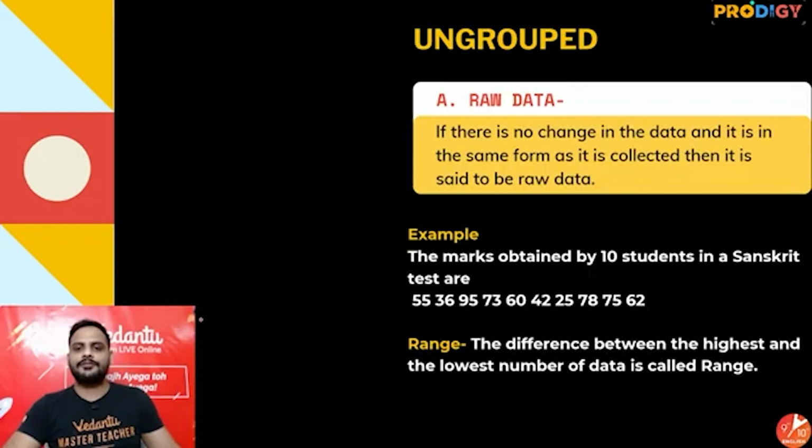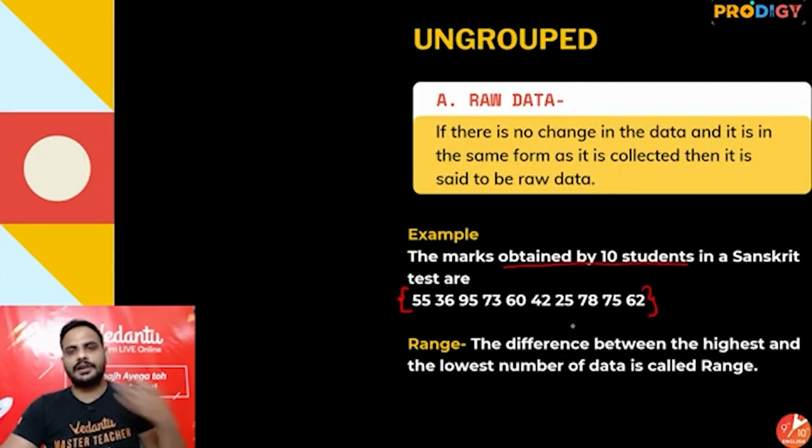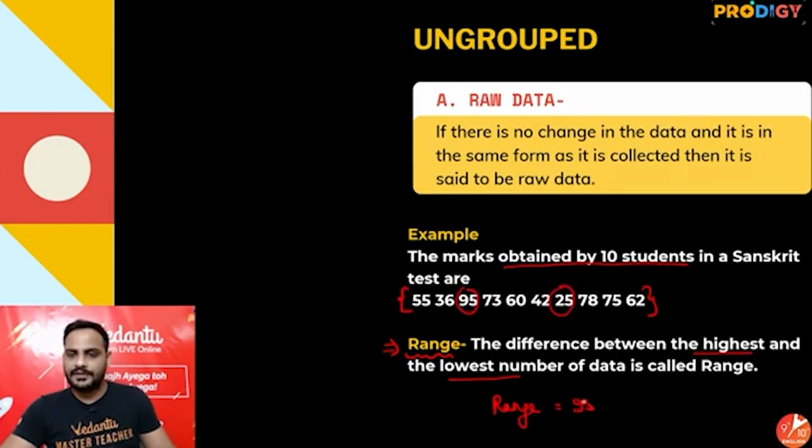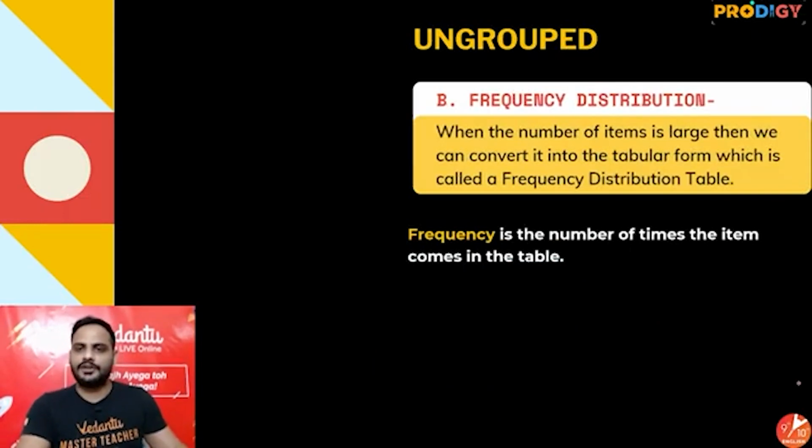For example, suppose the marks obtained by 10 students in a Sanskrit test. I have written all the marks line by line, no arrangement, ascending, descending, nothing. So this is raw data. Now what is a range? Range for any data is the difference between the highest and the lowest number. In this data, you can see the highest number is 95 and the lowest number is 25. So the range of this data will be 95 minus 25, which is 70.